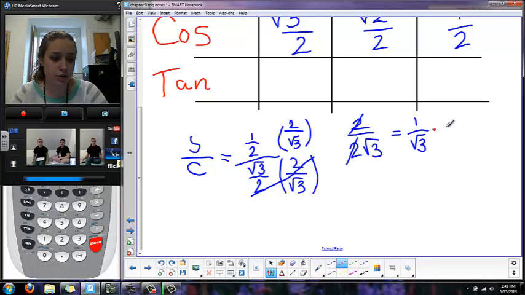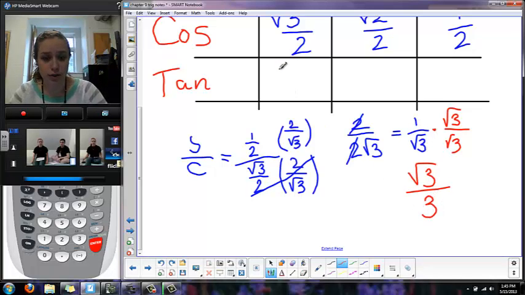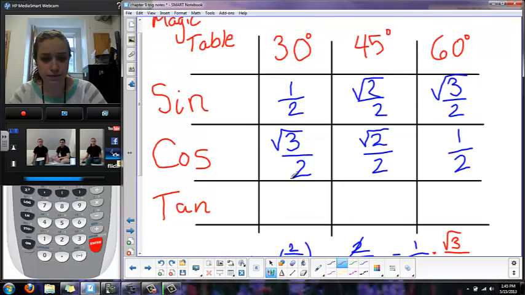So what you're going to do is multiply the top and bottom by radical 3. So the real tangent of 30 degrees is radical 3 over radical 3 times radical 3, which is just 3. Oh my gosh. So the tangent of 30 degrees is radical 3 over 3.